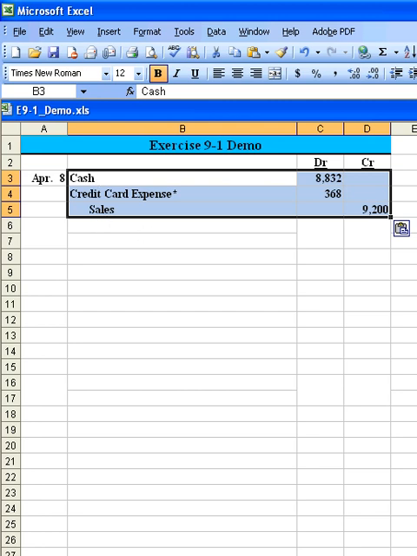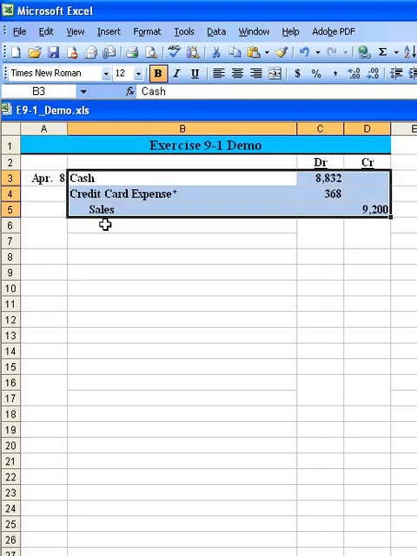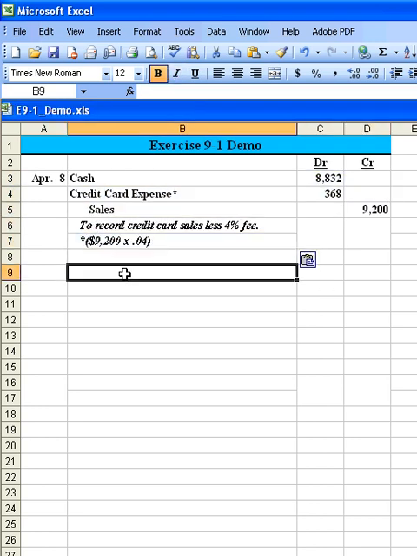There's the dollar amount involved, and I've typed this off camera just to save some time in the demo. And what you'll need to calculate on this one is how did we come up with the 368? And that's how we did it. We have to take the credit card sales less the 4% fee. The net amount of the fee goes to someone else, and we receive the cash.